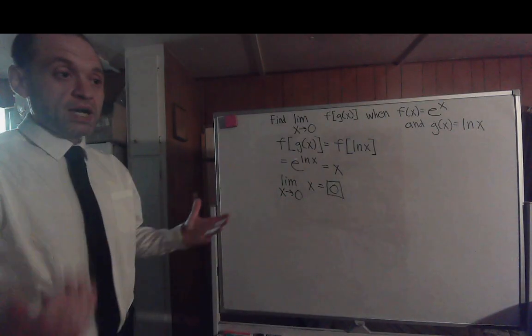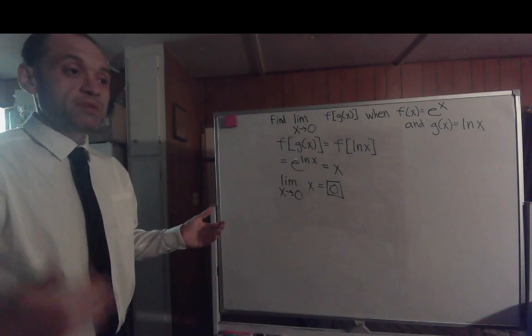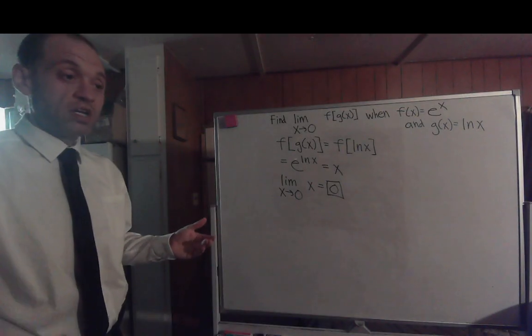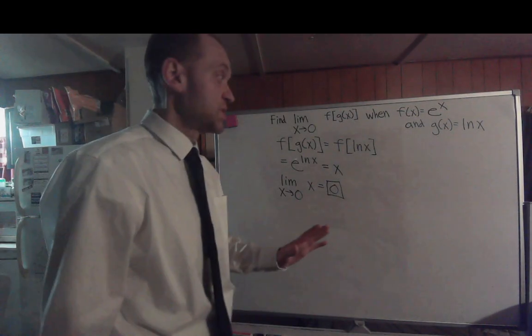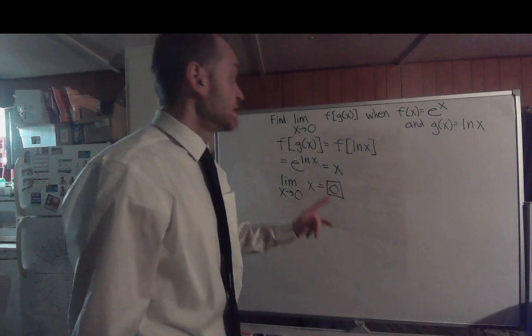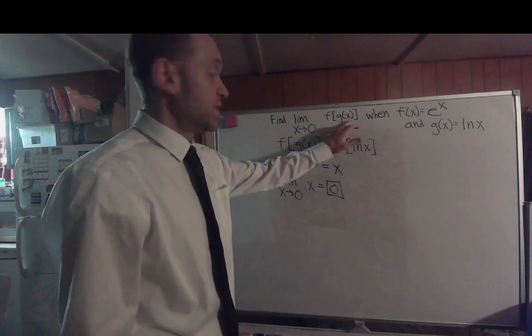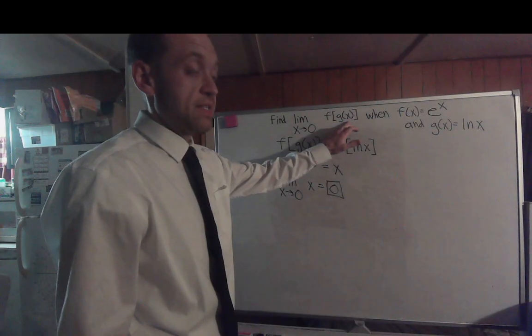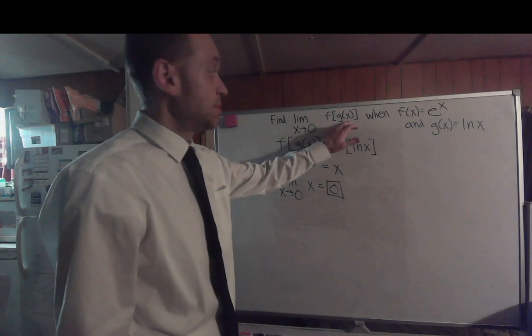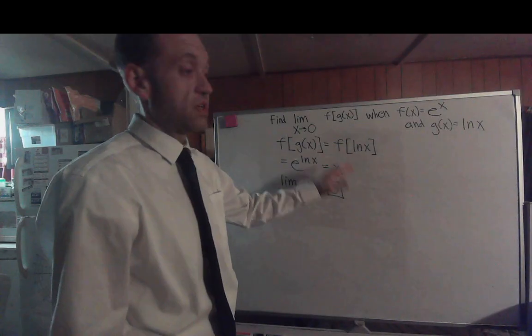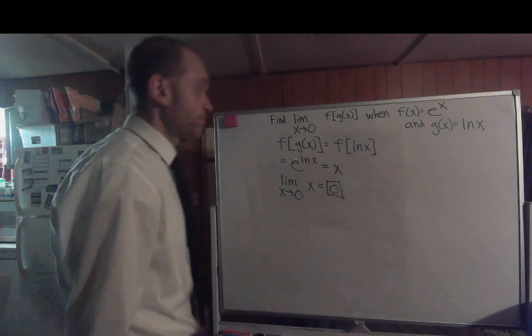So keep in mind, when doing the limits of compositions of functions, the shortcut method only works if the limit of your inside function exists. If it doesn't, if the general limit doesn't exist, you have to revert to classic algebra.